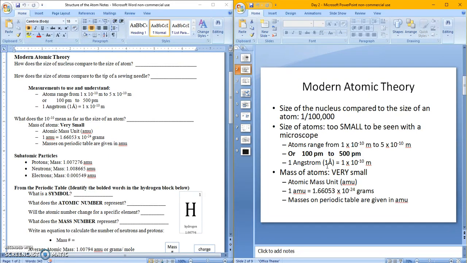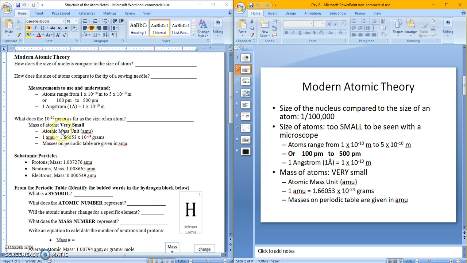It's a new one, but it just represents a very small size, so we use it for atoms. Okay? Alright, the next part. What does the 10^-10 mean as far as the size of the atom? Well, it means it's very small. Okay, so we just went over that. Very, very small size. Atoms are extremely tiny.